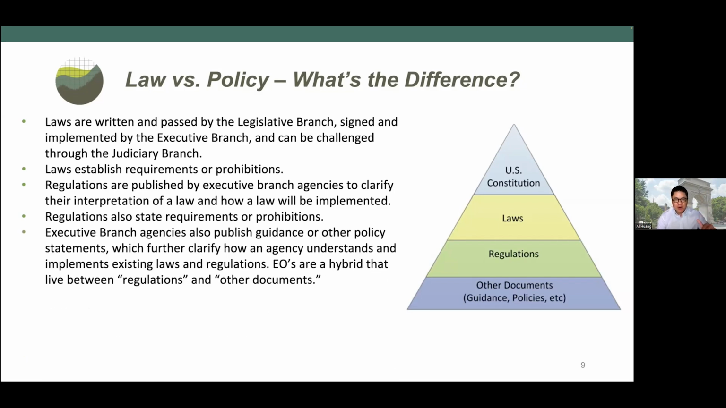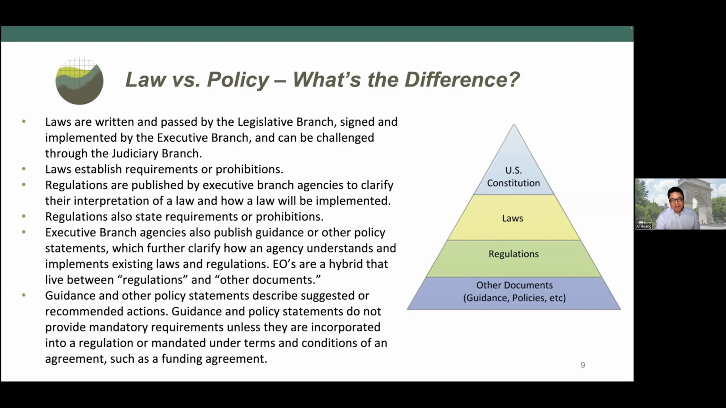Then you have other executive branch documents that they can generate, such as guidance or other policy statements, which further clarify how an agency understands and implements existing laws and regulations. Executive orders are a hybrid that live between regulations and other documents. We'll talk a bit about that in a little bit. And finally, there's agency guidance and other policy documents to describe or suggest recommended actions. And we're going to talk about that in this presentation.